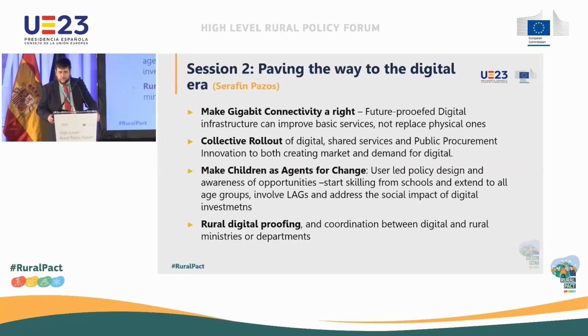In terms of particular recommendations, we even tried to come up with some slightly catchy, some people would say cheesy, slogans, to drive some ideas and hopefully make some of them into the council conclusions. The first one is: make gigabit connectivity a right. Territorial cohesion is a right, at least many of us believe that, and that should also involve digital connectivity. Digital infrastructure should be future-proofed, so we don't get trapped in present technologies that in 2 years, 10 years are completely obsolete. So there has to be a proper future-proofing of digital technologies, because basic services are a right.